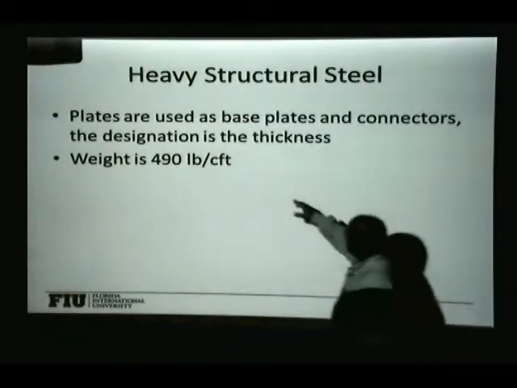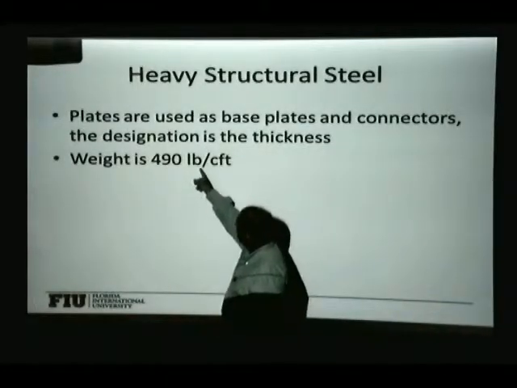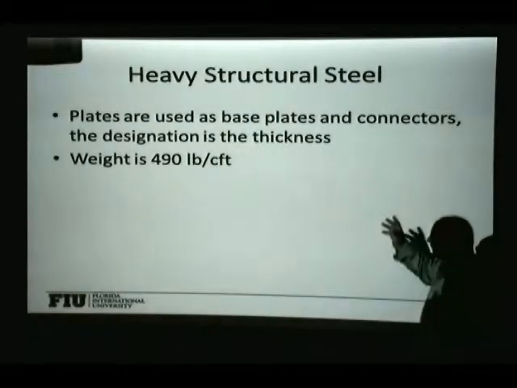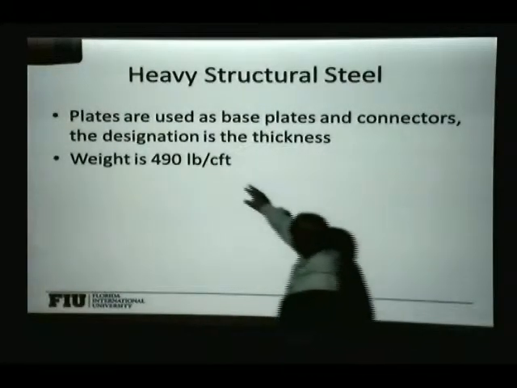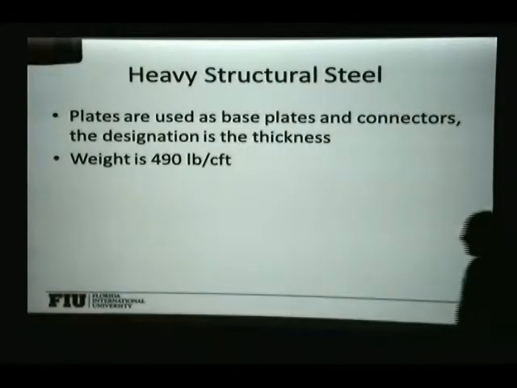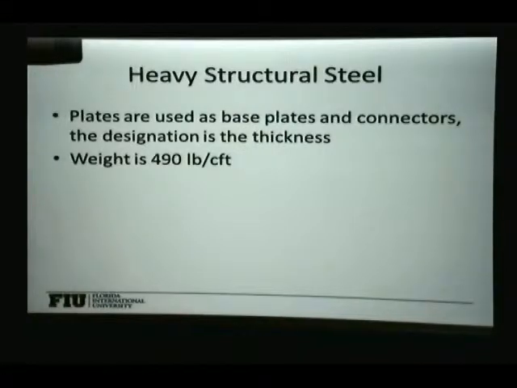by using this number, 490 pounds per cubic foot. So if you're somehow able to find out the volume of the metal, multiply by 490, and then you get the weight of that element. Let me see if I can show that here.